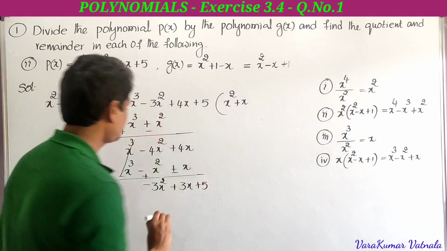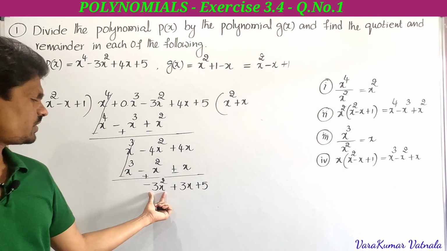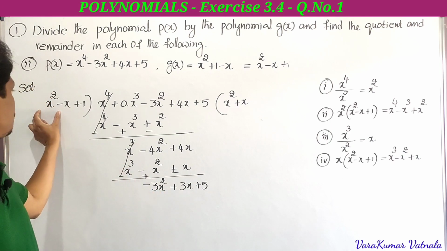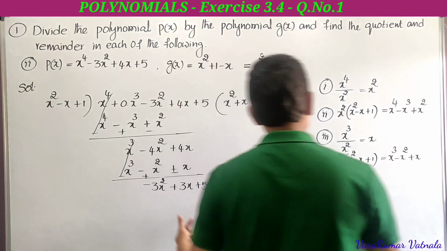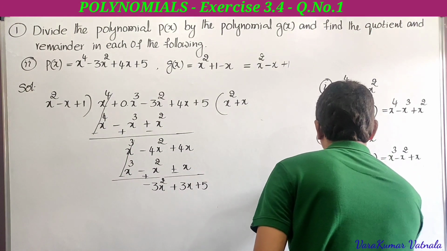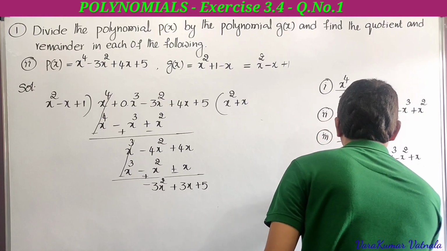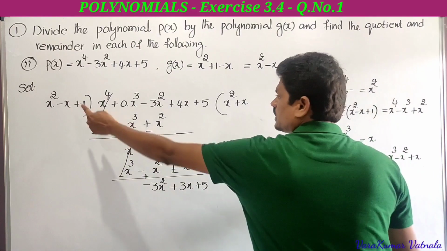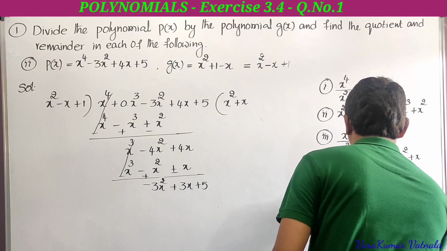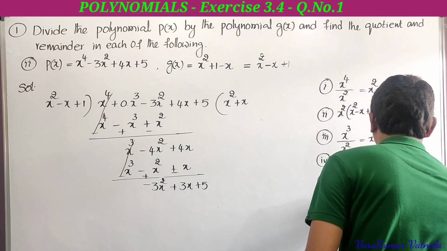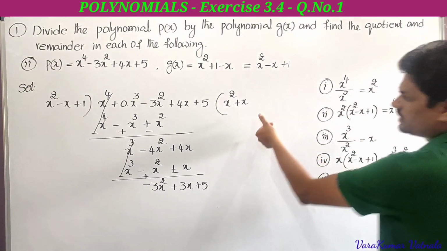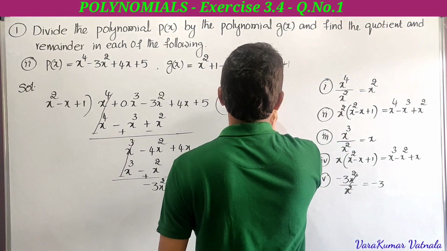Again, in the next step we have to divide the first term of the dividend with the first term of the divisor, that is minus 3x square. Minus 3x square divided by x square, the x square gets cancelled, we get minus 3. Write this minus 3 in the area of the quotient, minus 3.